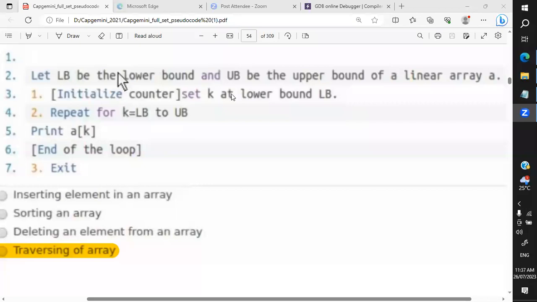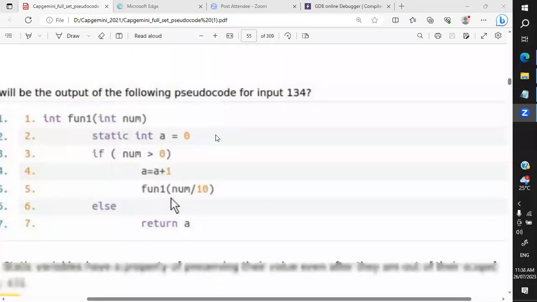We have something called the lower bound and upper bound of a linear array. Initialize the counter: set k equal to lower bound. Till upper bound, we are running the loop. Then repeat for k equals LB to UB. That means k is a variable running from the lowest possible index to the highest possible index. And then we are printing A of k. After that, you are terminating the loop. After the end of the loop, you write exit. That means simply traversing the array and printing it. You know this already. I hope everyone knows this. Simply traversing. Okay, see the next question.